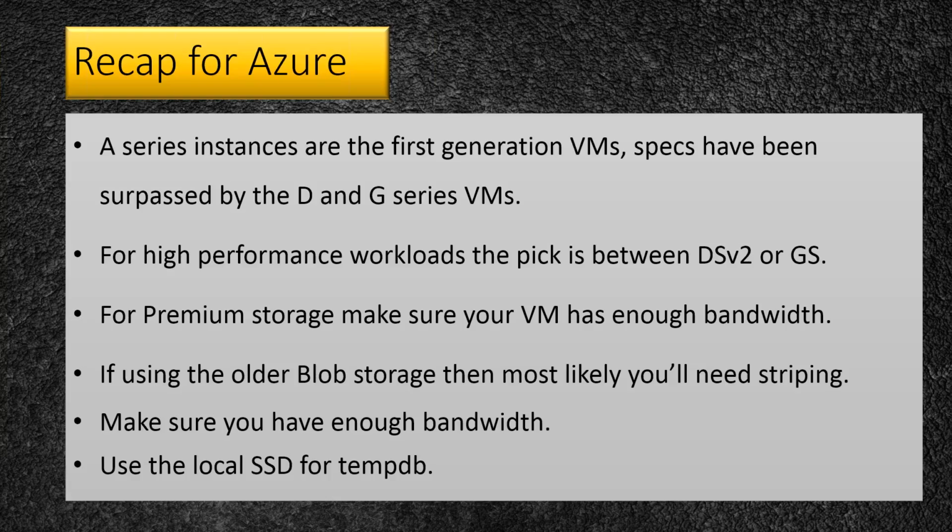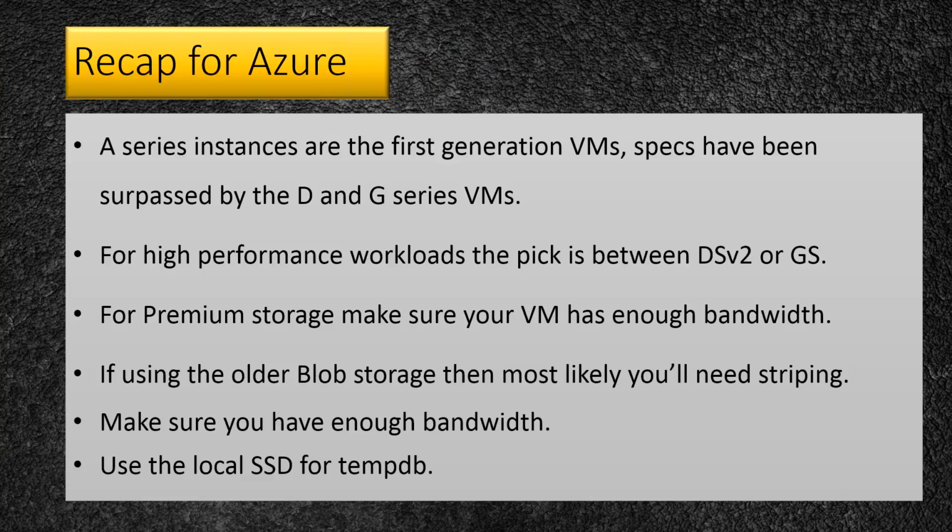If you are going to use the Ds, definitely go with a DS-V2. Like I said there, for high performance, the pick is really between DS-V2 or GS. Though, as we mentioned, the FS might have a use case, but it's not necessarily a high performance use case, right? For premium storage, definitely deploy on premium storage, first of all, if you're targeting a high performance machine, and make sure that your VM has enough bandwidth.